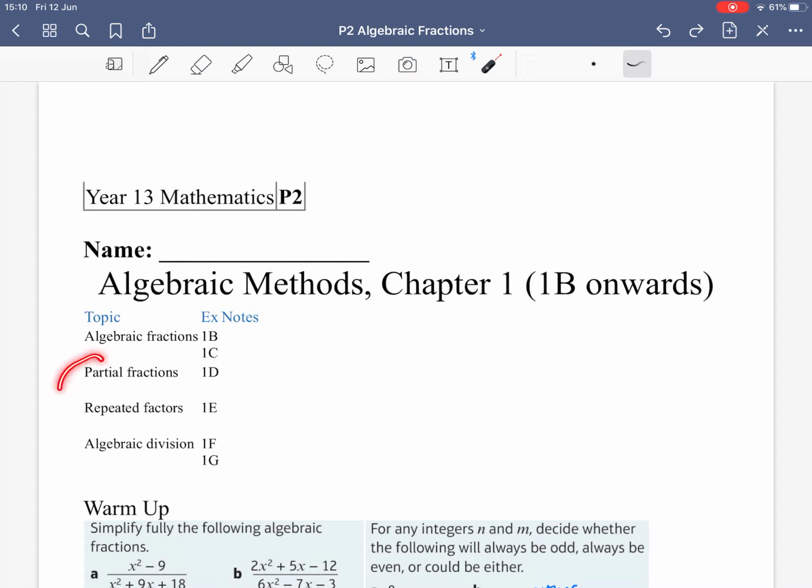And then we're going to move on to some work on partial fractions, and we get a bit of algebraic division in there, so that's always a treat.